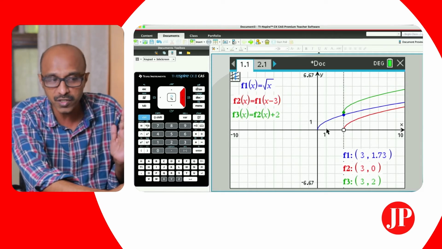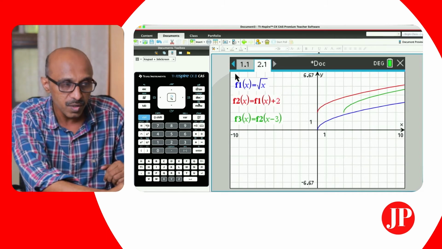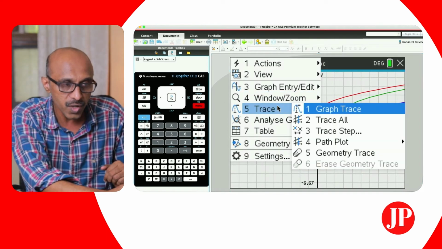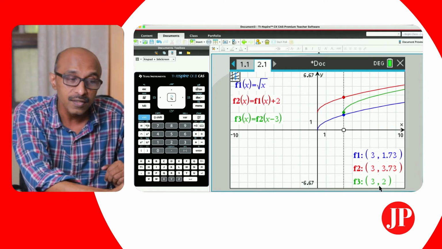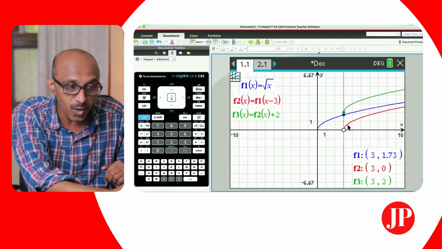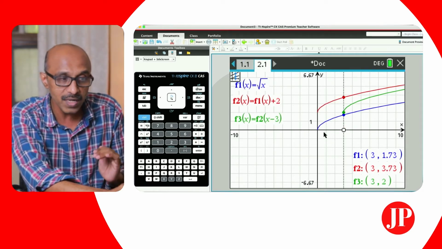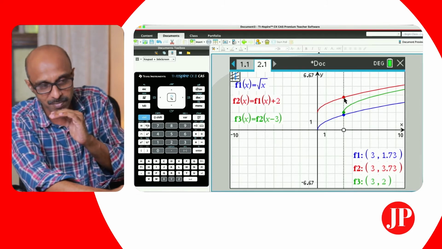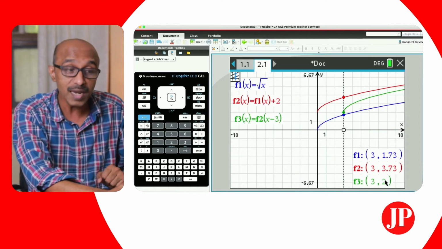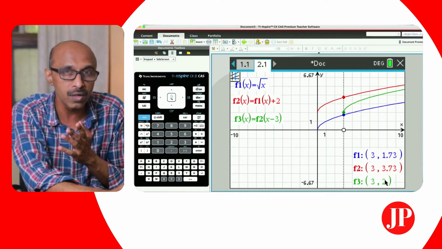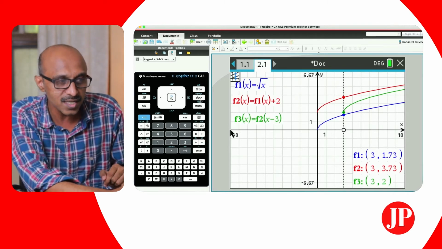Remember, this order was first to the right and then up by 2 units. Let's do the same thing here. Menu, trace, trace all, and 3 comma 2 again. So this one is also 3 comma 2. This was first right and then up. And here we went up first by 2 units and then across by 3 units, and still 3 comma 2. So that means order doesn't matter. Or are we jumping to a conclusion very soon? Let's try something else.